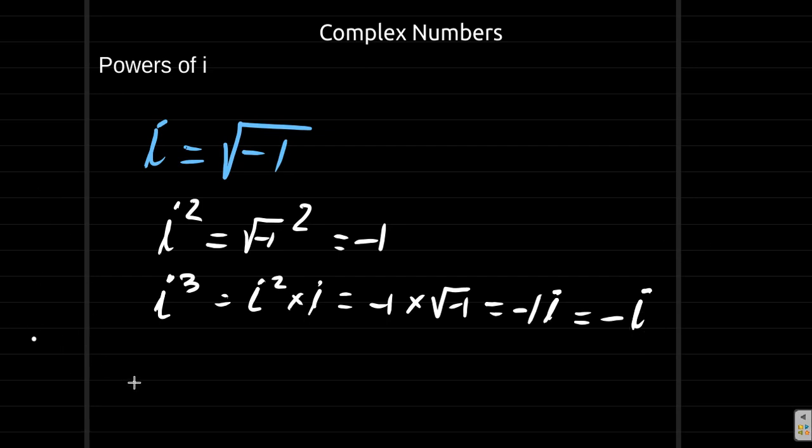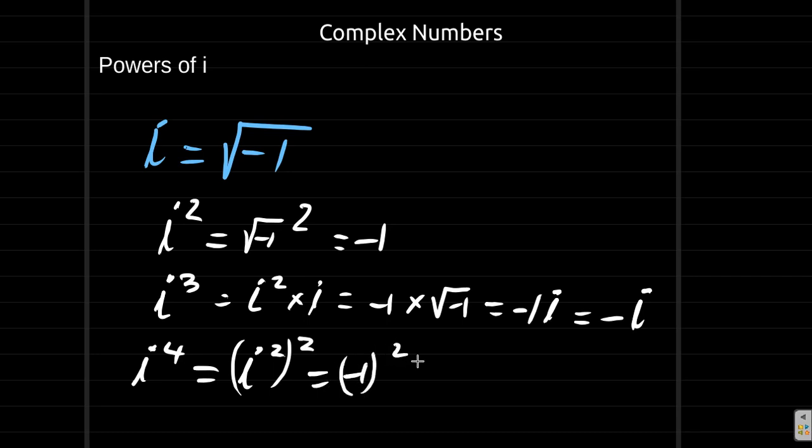Now, what about i raised to the power of 4? What would that be? Well, in this case, it is i squared squared, if you remember your indices. So it is (-1) squared. i squared is -1, and (-1) squared is 1. So i to the 4 is 1.